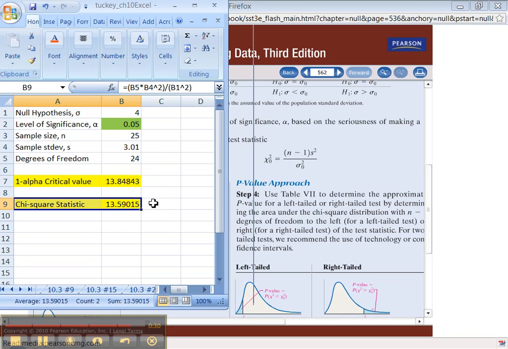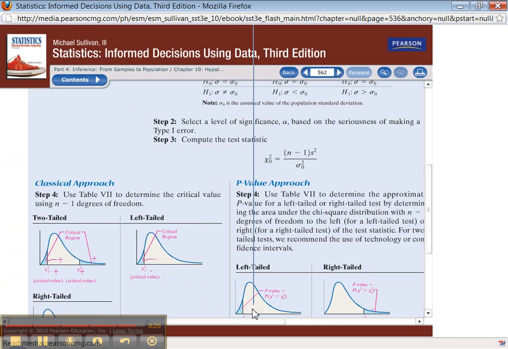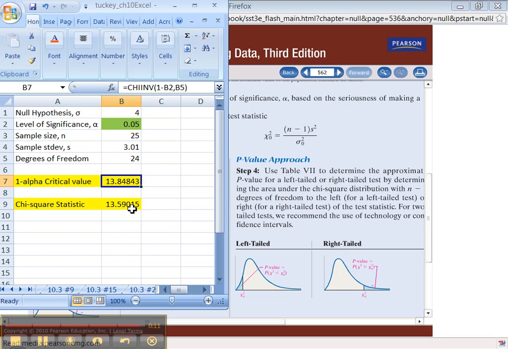Now you can see, hopefully, this is not bigger than this, right? 13.59 is not past 13.84, right? So think about the picture. 13.84, right, is right here. 13.59 is over to the left. Since this is lower than this and we want a left-tailed, we're going to reject. All right, I'm going to show you how to find the p-value when we come back.